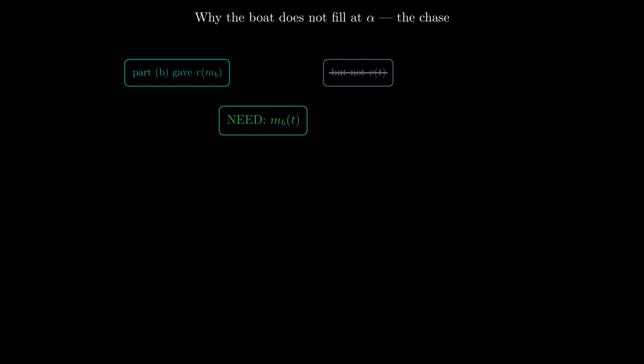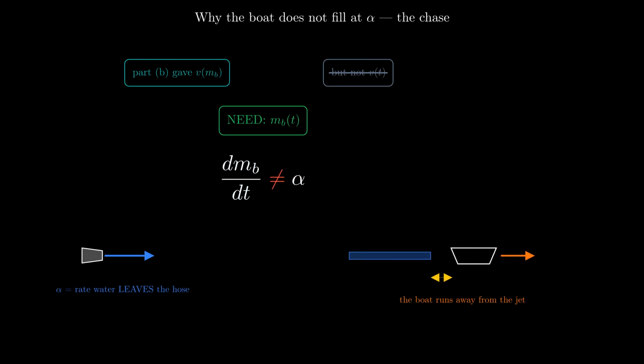The problem never asked for speed as a function of time, and there is a reason it stopped short. To bring time in, you need the boat's mass as a function of time, and the tempting shortcut fails. The hose ejects water at a rate alpha, so it seems the boat should gain mass at alpha kilograms per second. It does not. Alpha is the rate at which water leaves the hose. The boat is running away from the jet, so water arrives at the deck more slowly than it left the nozzle. dm sub b/dt equals dm sub w/dt, but neither equals alpha.